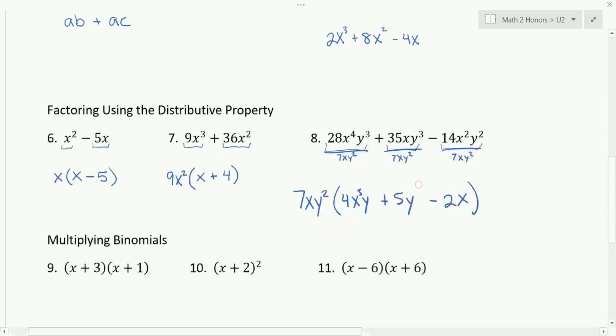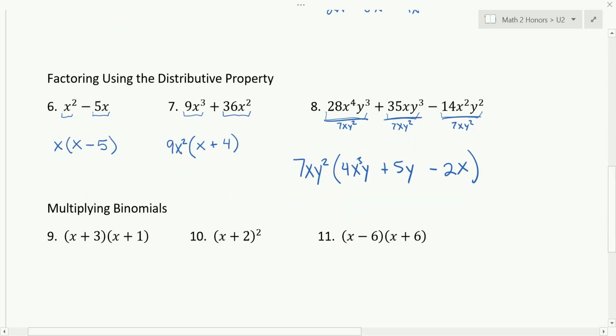Now, multiplying binomials. You may have done this before. I'm going to ask you to do it a different way, probably, because I want you to do it in a way that makes sense with what we've been doing. We've been talking about the distributive property. And when you multiply binomials, yes, there are shortcuts, but my rule is you always have to understand the why before you take a shortcut. And I take shortcuts, I do. But right now, we're not taking a shortcut.